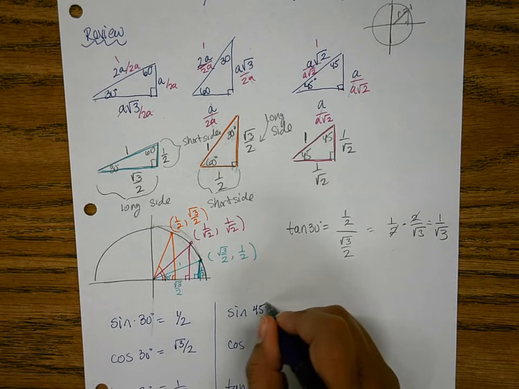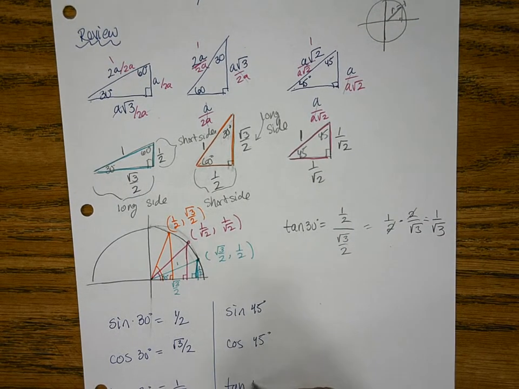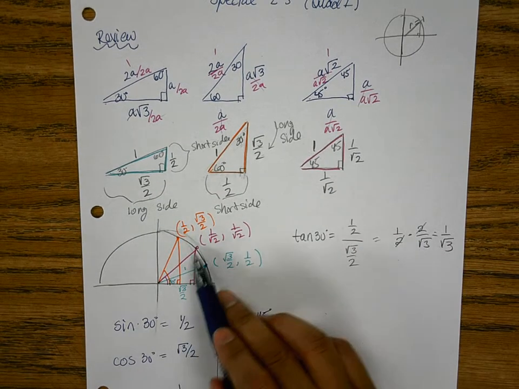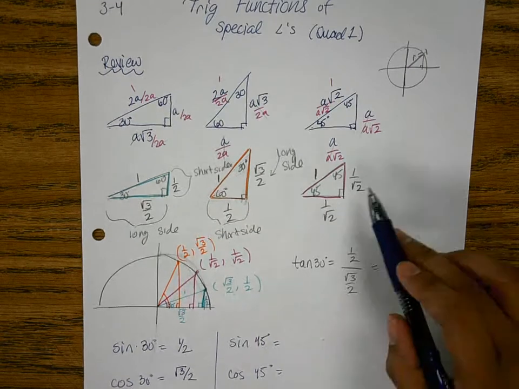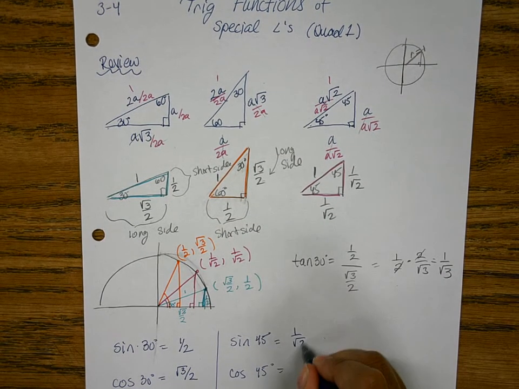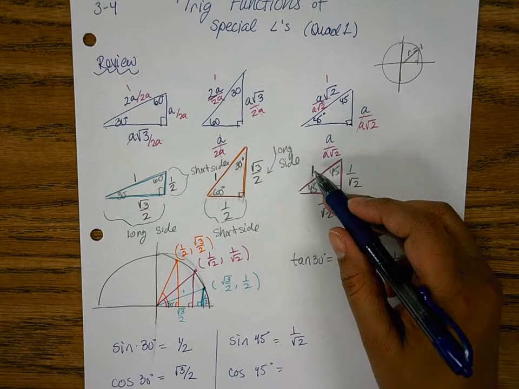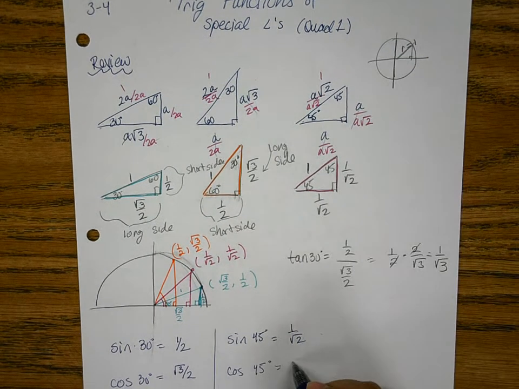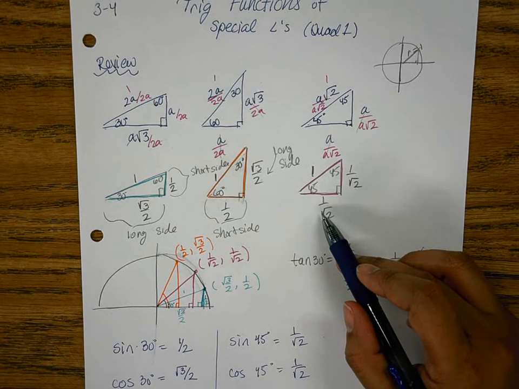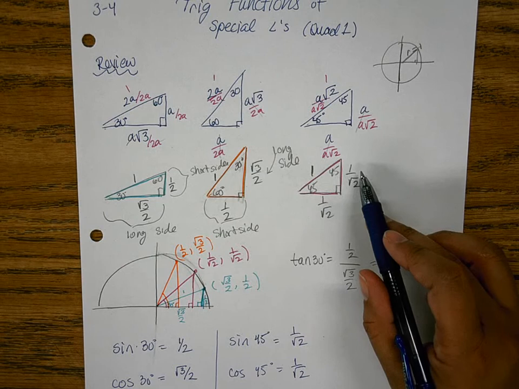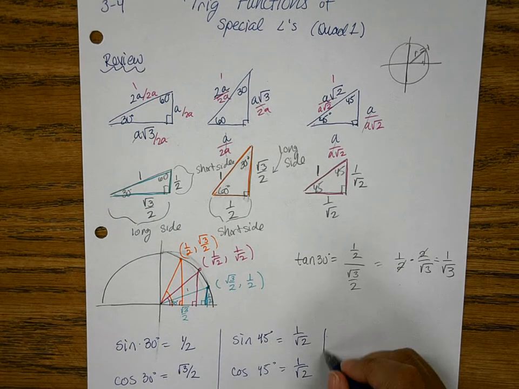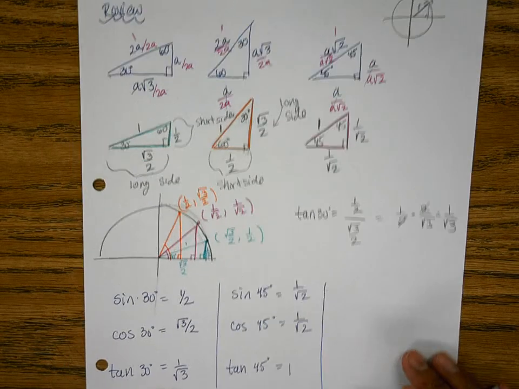All right, sine, cosine, and tangent of 45. All right, sine of 45 is opposite over hypotenuse, and again we can look at this picture if it helps. 1 over root 2 over 1 is 1 over root 2. Cosine is adjacent over hypotenuse. 1 over root 2 over 1 is still 1 over root 2. And tangent is opposite over adjacent. I'm not going to show that because I'm hoping you can recognize that 1 over root 2 divided by 1 over root 2 is just 1.